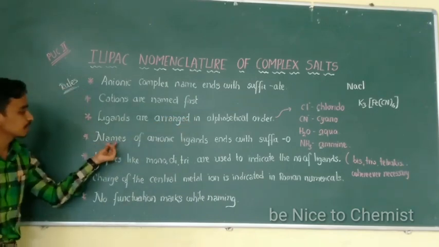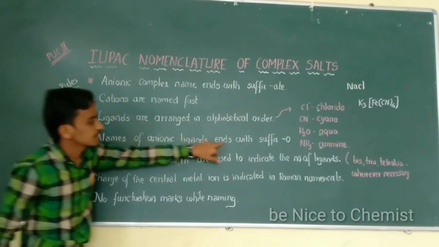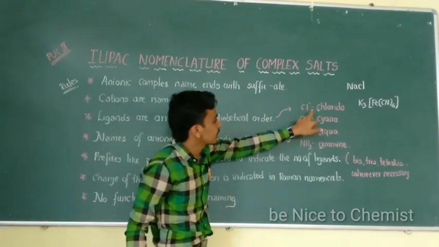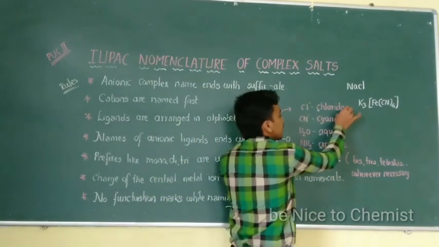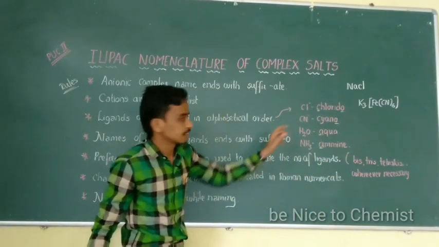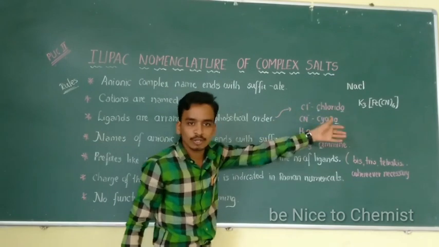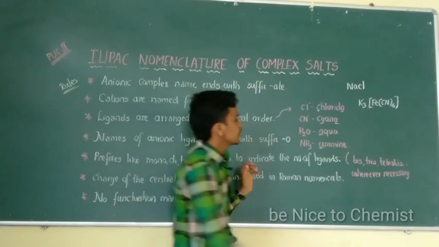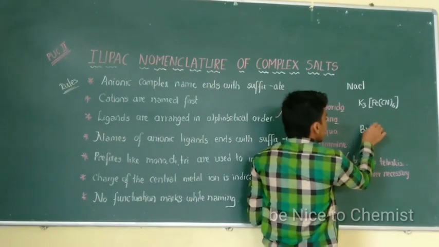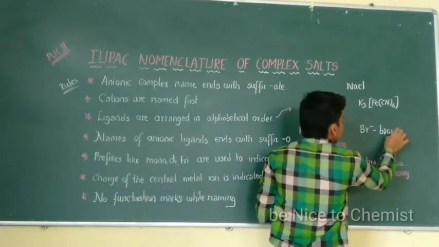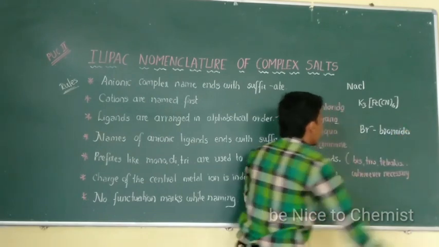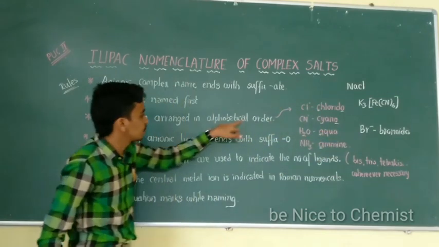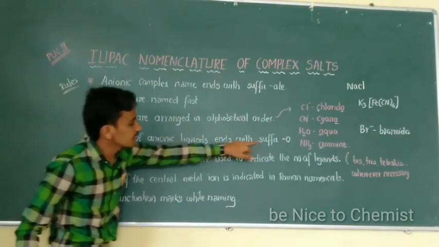And next one is the names of the anionic ligands must end with the suffix O. You already identified here. Where a negative sign comes, the names end with O. Cl minus is chlorido, CN minus is cyano. Similarly, Br minus is bromido. Like this cyano, bromido, chlorido, you can decide the suffix ends with O.